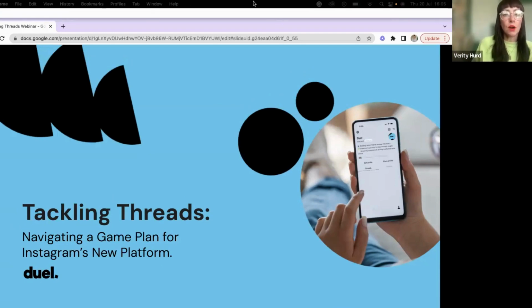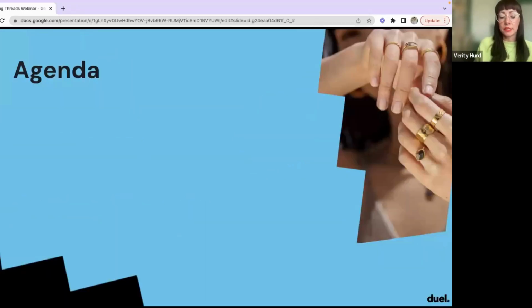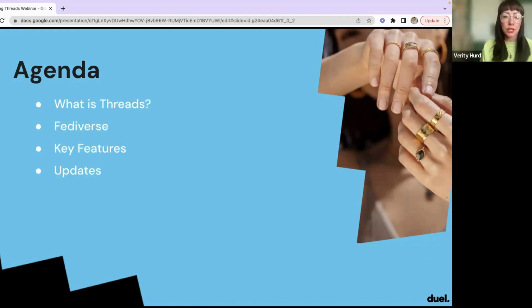So in terms of what we're going to be looking at today, we're going to have a look at what is Threads. We're going to have a look at what is Threads in terms of the wider concept of the Fediverse. We're going to have a look at some of the key features and also some of the updated key features that are going to be coming soon. We've got a couple of creative examples of some of the brands that have already started setting the tone on the platform. And then we're going to have a look at some of our top tips and best practices that we've learned along the way. There'll also be a chance for a Q&A at the end.